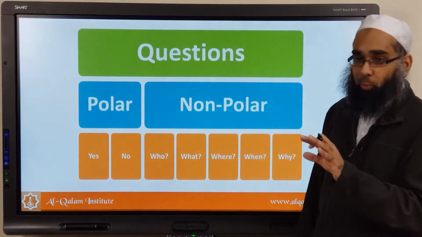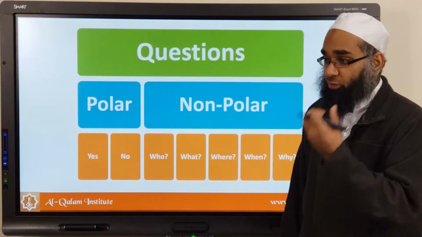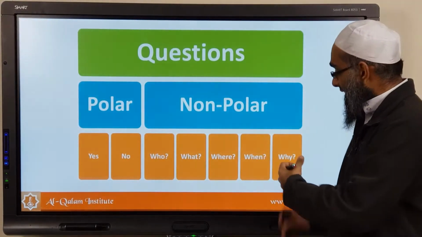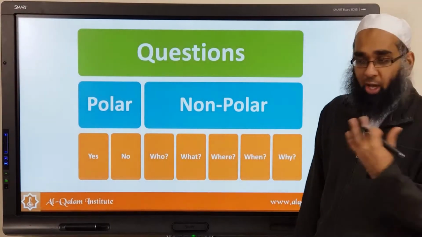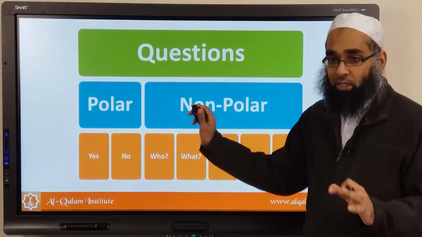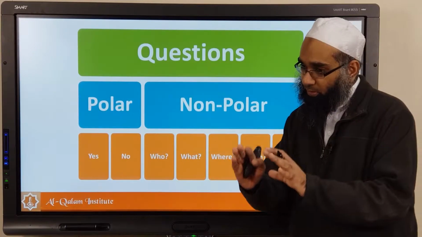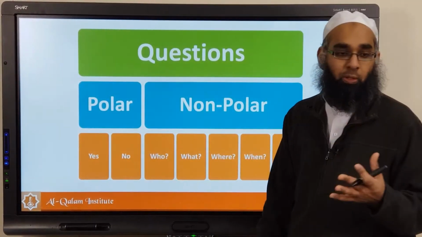And in a non-polar question, you want to find out more information regarding a particular person, a particular thing, or particular time, or particular manner, or particular reason. Not a yes or no. So polar and non-polar. Do you understand this concept? This is very important because the next word that we're using in Arabic is basically polar and non-polar.